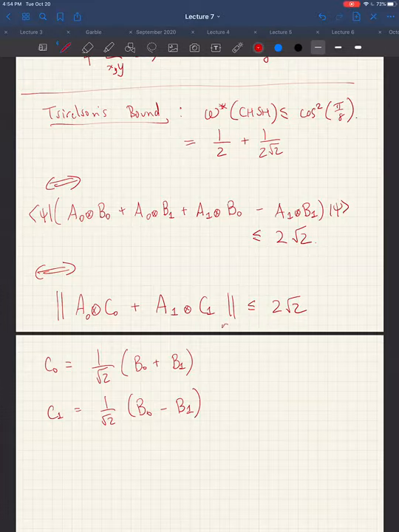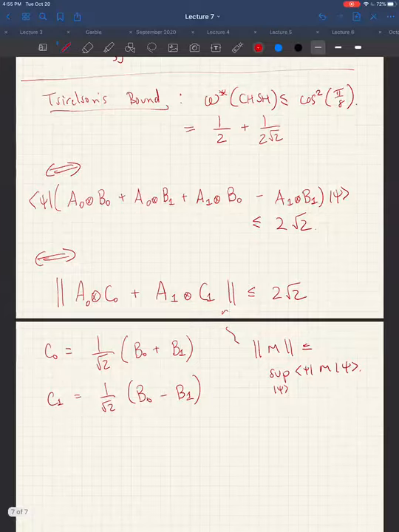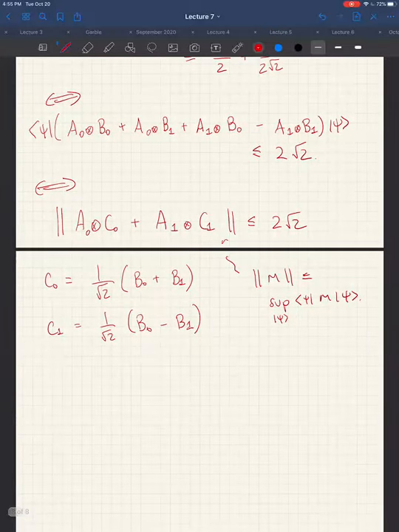Right, so this is because the operator norm of a matrix is just defined to be the supremum over all possible states of M sandwiched by this matrix, as long as M is a Hermitian matrix. But this is one definition of the operator norm. Okay, so this is really what we want to prove, just this statement.